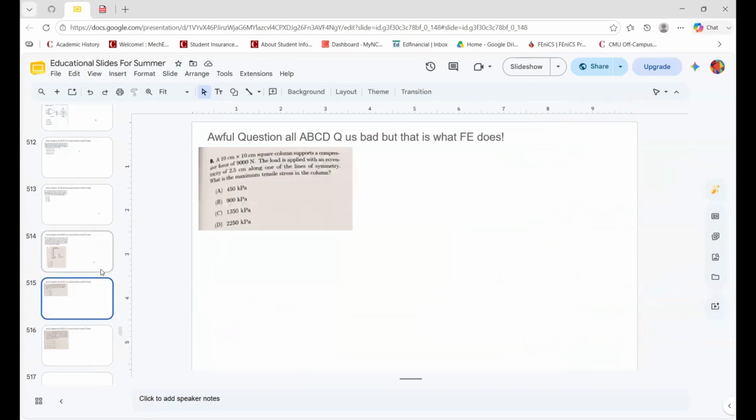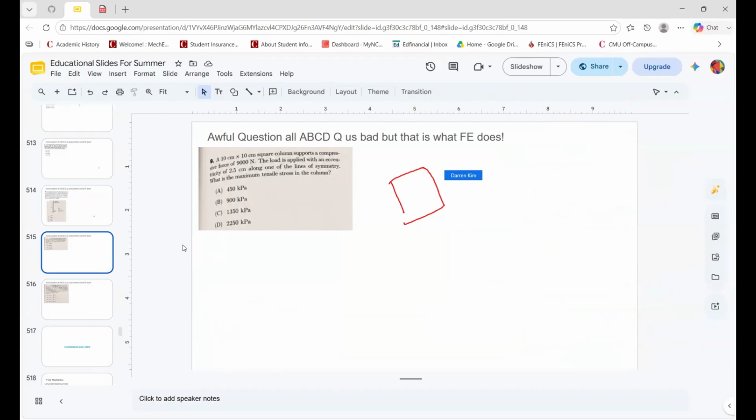Okay, next question. We're almost done. One more for this section. A 10 by 10 square column supports a compressive force of 9,000. The load is applied at an eccentricity. So eccentricity, it says from the neutral axis 2.5, this load is applied, and that creates a moment along the axis of symmetry. What's the maximum tensile stress of the column?